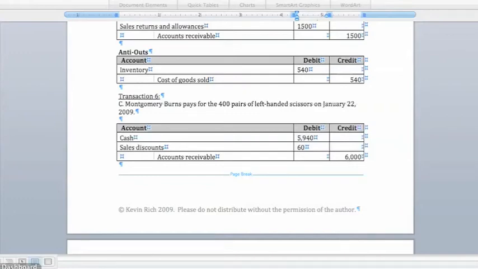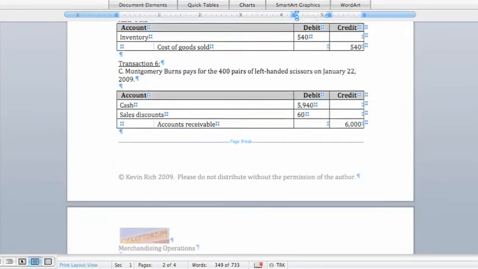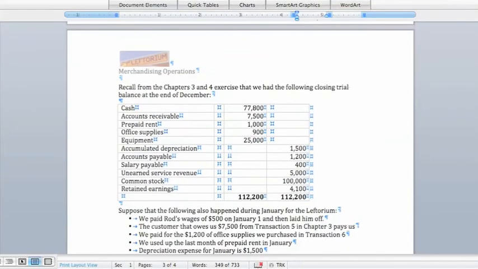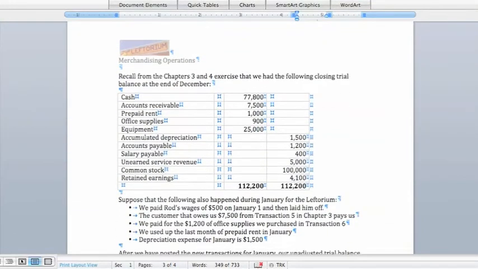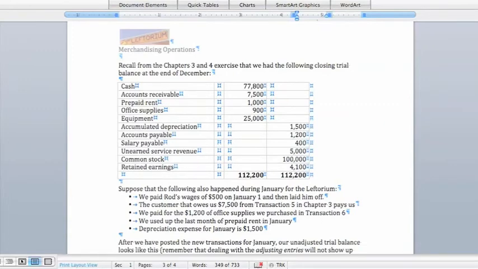So now we can move on and start working toward our financial statements now that we have these entries posted. First thing to note is that based on the information from the chapters 3 and 4 exercises for the Leftorium, at the end of chapter 4 we would have had this following closing trial balance. So this is going to be our starting point when we get into this chapter 5 exercise.